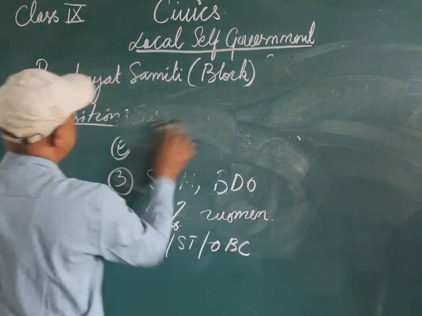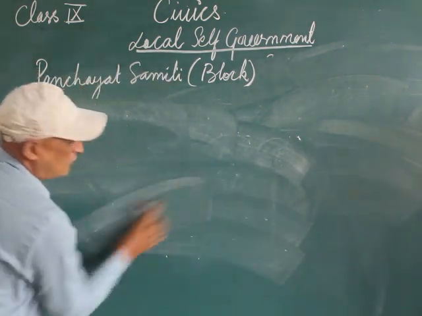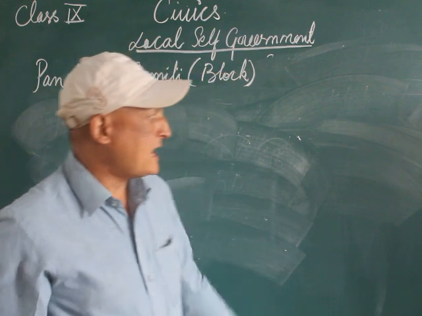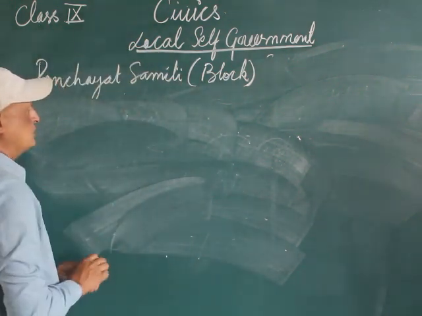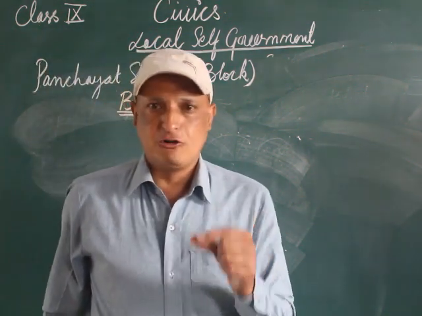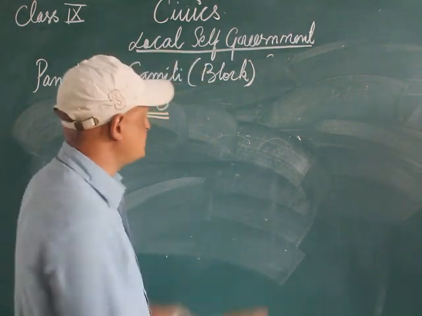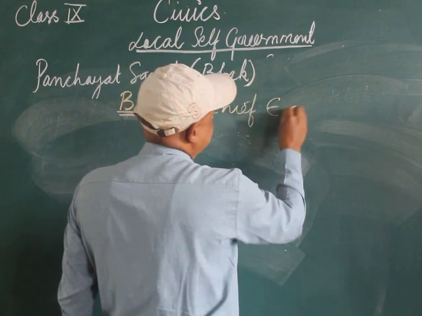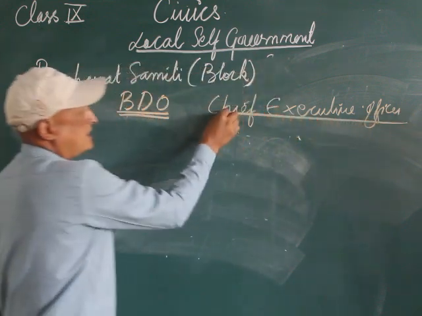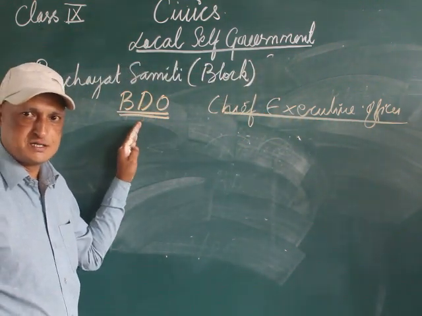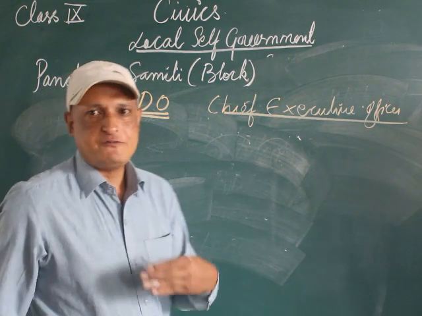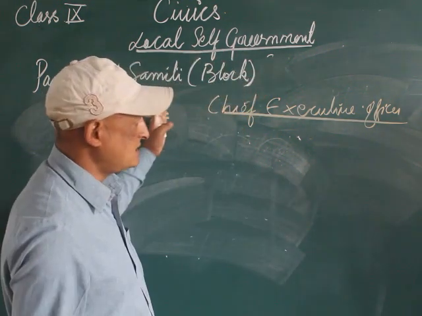Now the next one that you need to know is the Chief Executive Officer of the Panchayat Samiti, who executes the program at the block level. The BDO, which is the Block Development Officer within that region, is the Chief Executive Officer. Okay? He is not an elected, he is an appointed person by the government, which comes under local government. So the BDO is the Chief Executive Officer of the Panchayat Samiti.